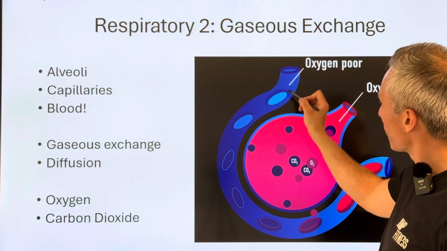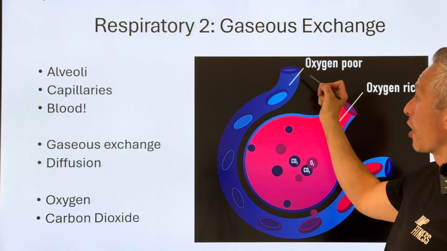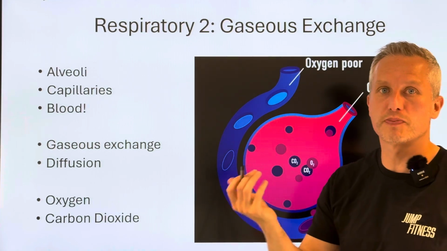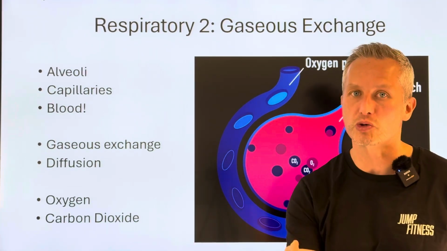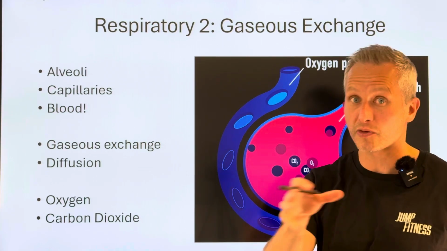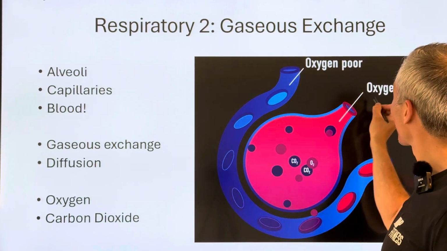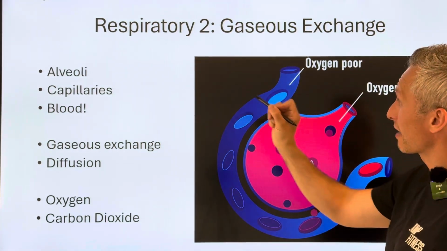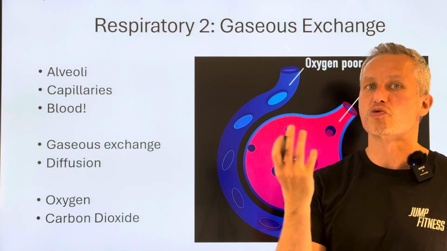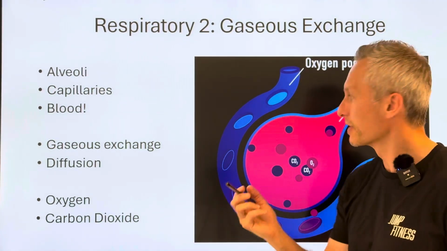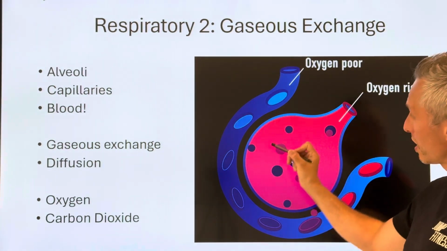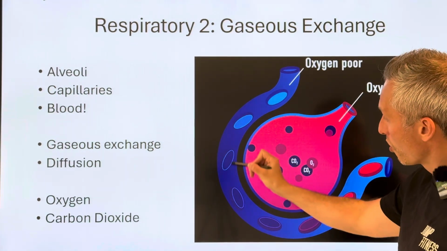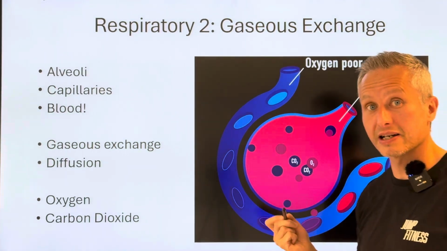Well, in our capillaries, the blood is oxygen poor. It's said to be deoxygenated blood. The oxygen has been used up around the rest of the body. However, the oxygen in the lungs, in our alveoli, is oxygen rich. It's very much oxygenated. So what we have is a high concentration of oxygen on one side of the barrier and a low concentration of oxygen on the other side of the barrier.